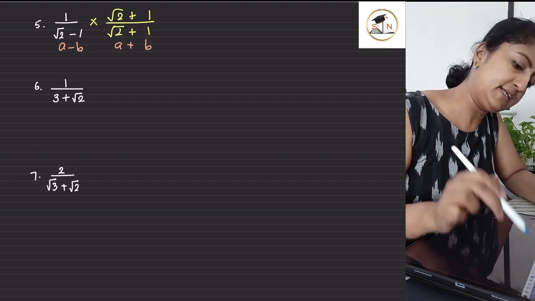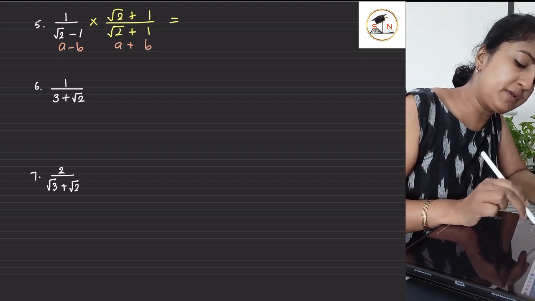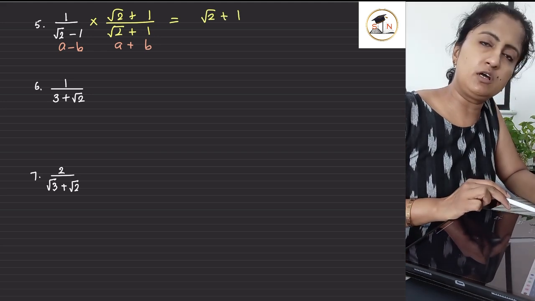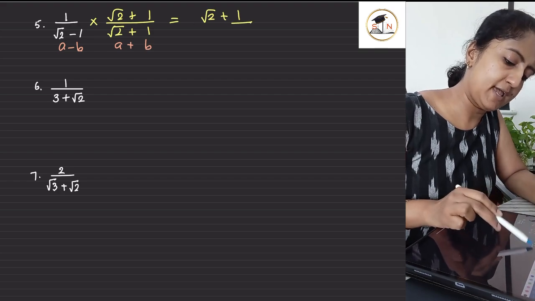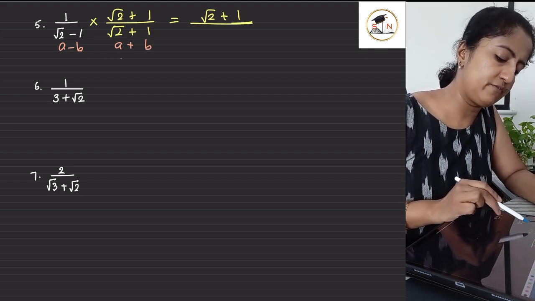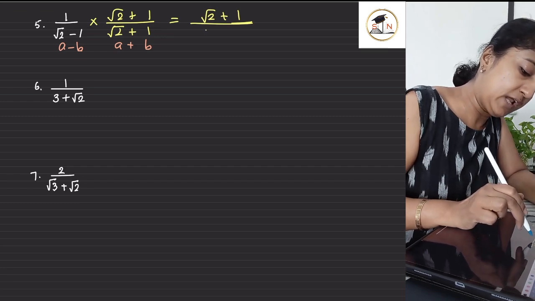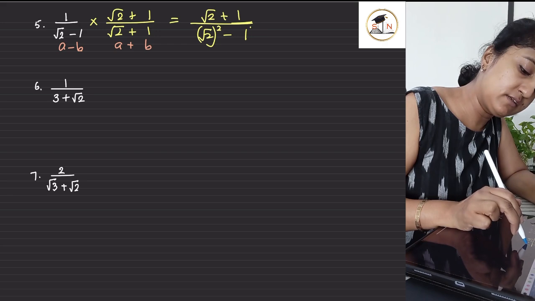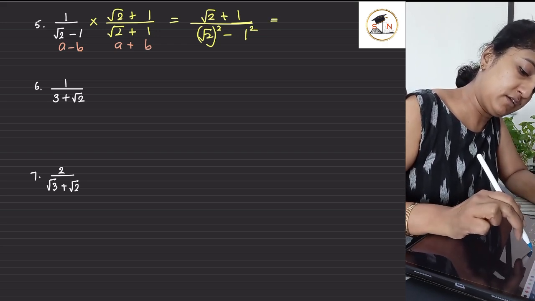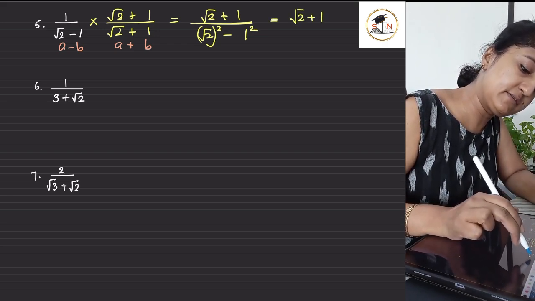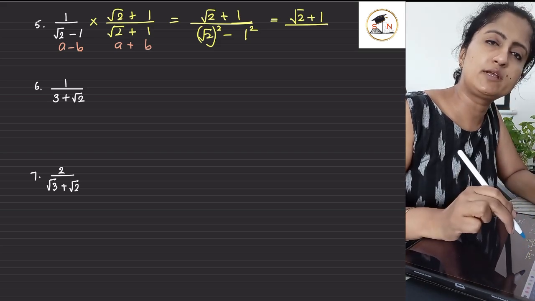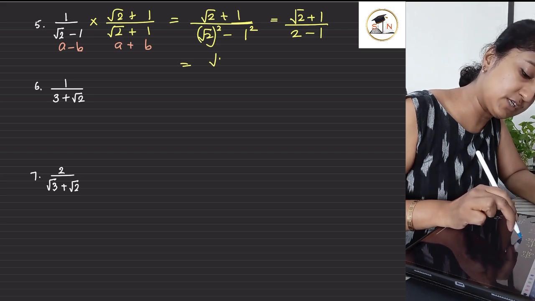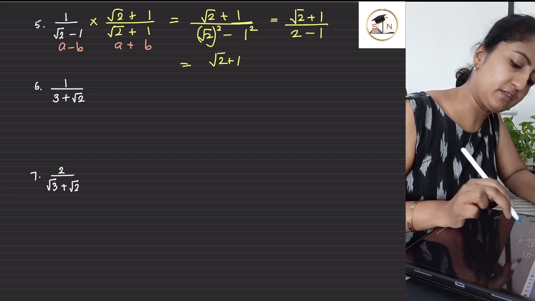Okay. Now let's continue with the process. So in numerator, we will be left with root 2 plus 1 because the first numerator was 1. Now, as I told, in the denominator, you will always be getting a square minus b square. And what is your a? Root 2, it gets squared. And b is 1, so it will also get squared. Now, numerator is as it is. Denominator, root 2 square is 2 minus 1. This gives you the final answer, which is root 2 plus 1.